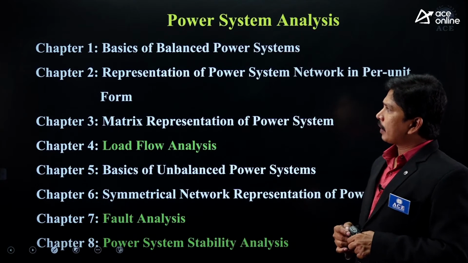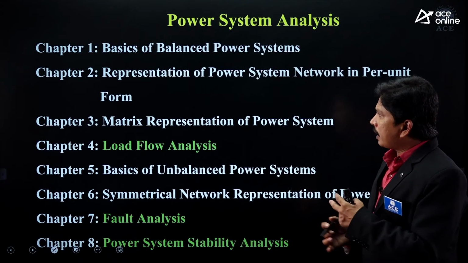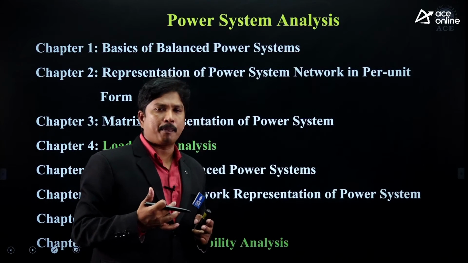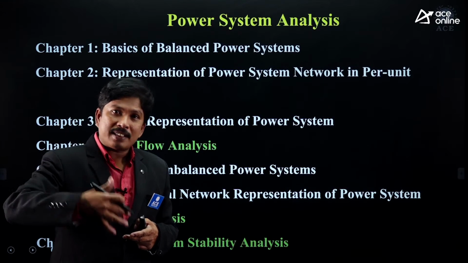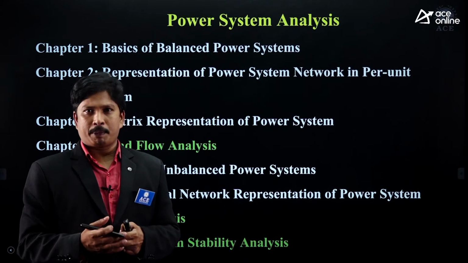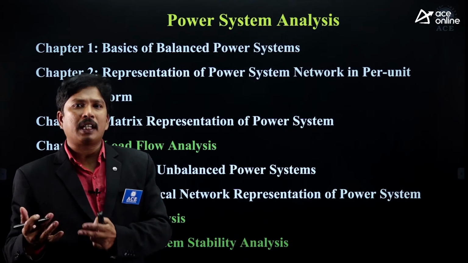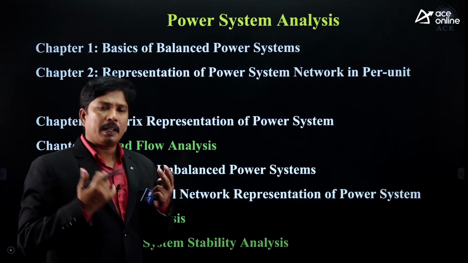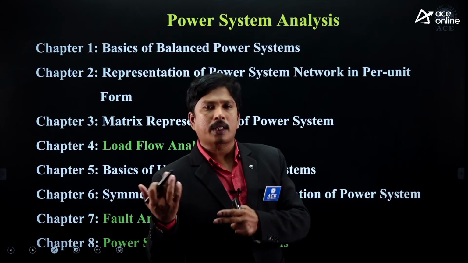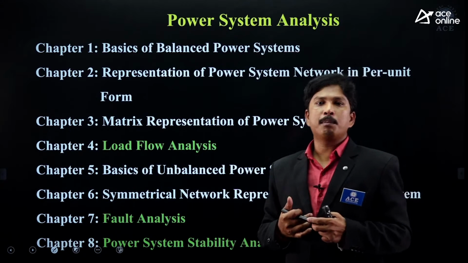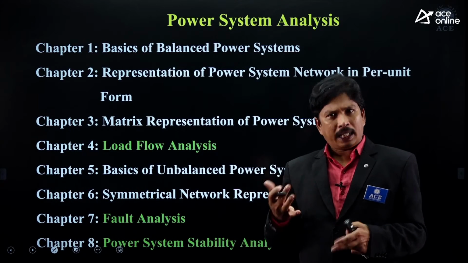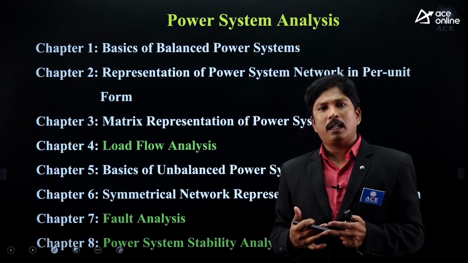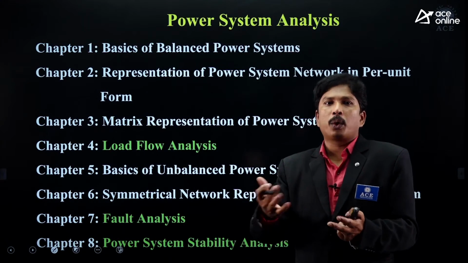And coming to the second chapter, representation of the power system in per unit form. Whenever you represent the power system in absolute form, we face some problems. To avoid that difficulty, we go for the per unit system representation. Voltage is in volts, current in amperes, and power has different forms: active power, reactive power and apparent power.